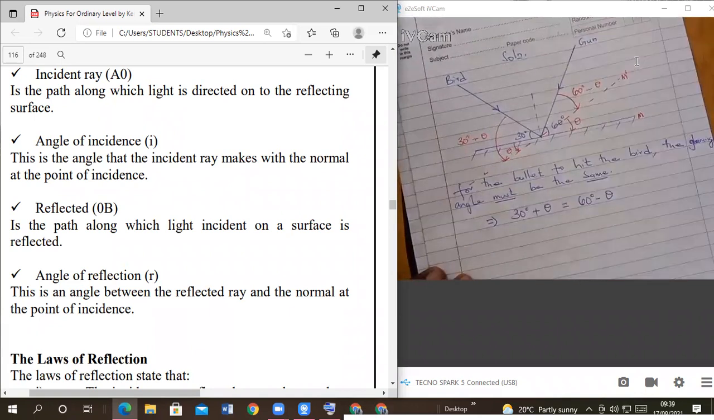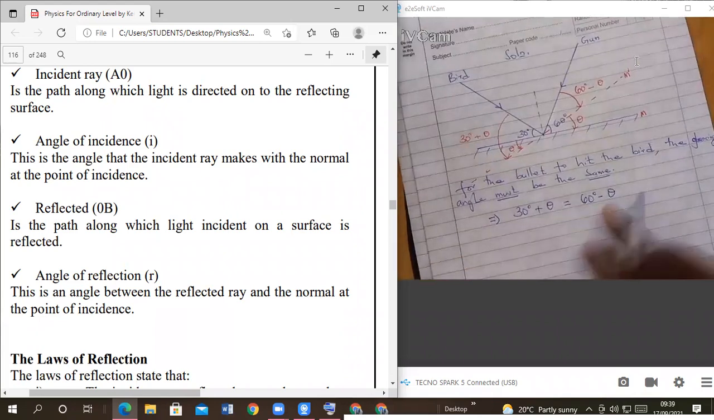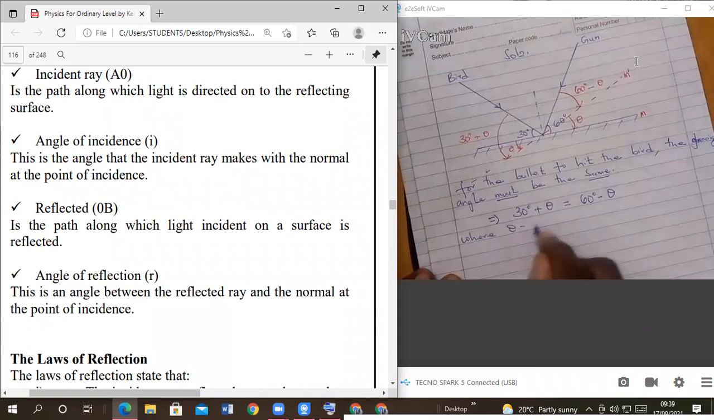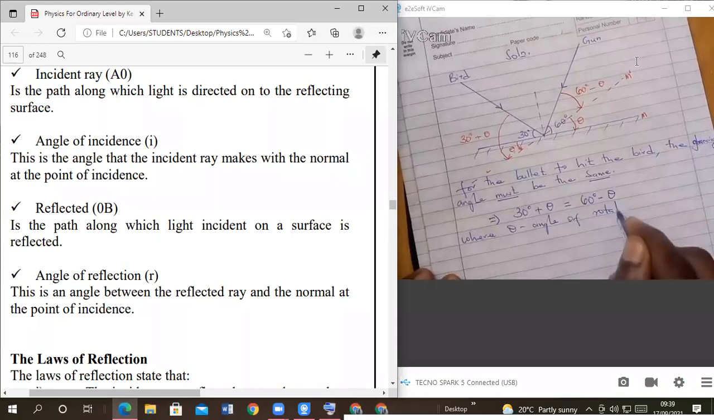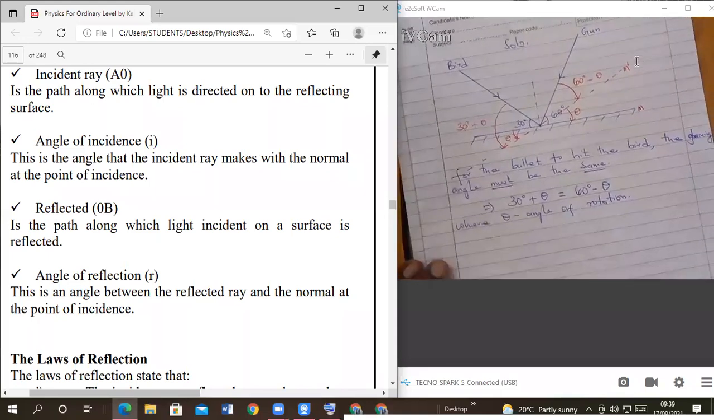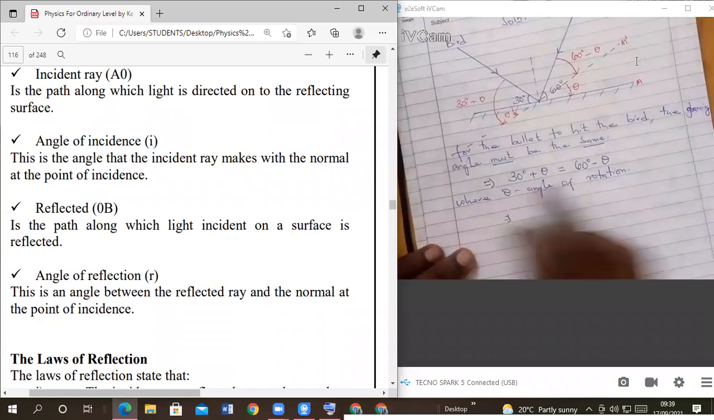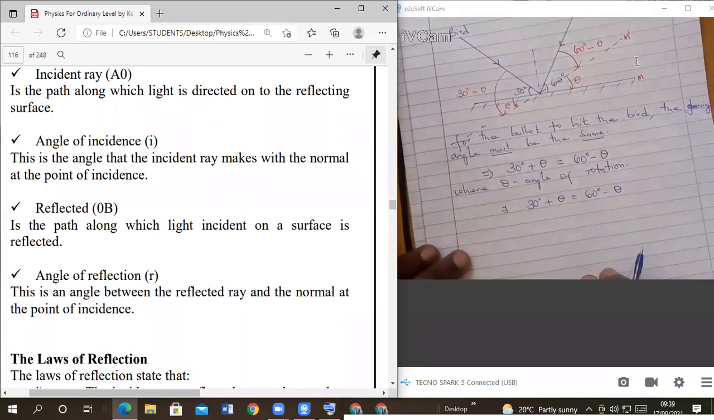Now, what are we looking for? We are looking for theta, where theta is the angle of rotation. So if that is true, we shall have 30 degrees plus theta equals 60 degrees minus theta.